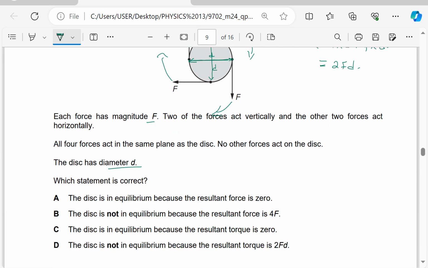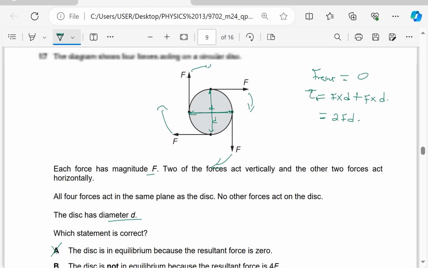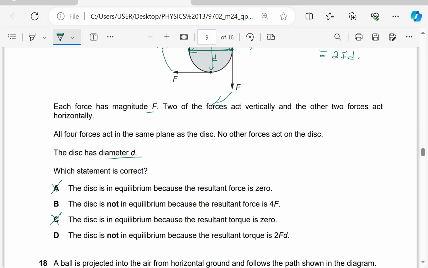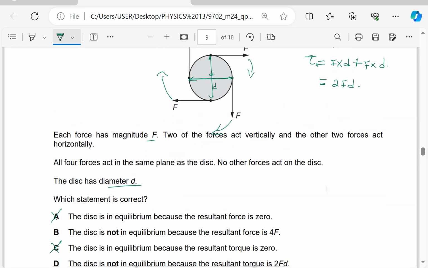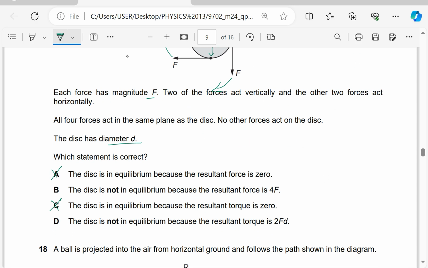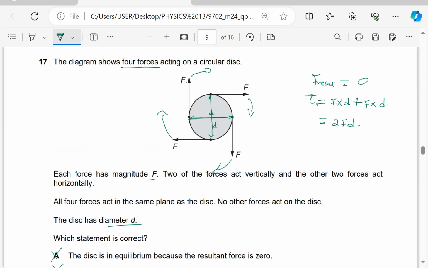It is not in equilibrium. So A and C are going to be wrong because they are saying it is in equilibrium, yet it is not in equilibrium. But then the resultant moment is twice FD. There is no resultant force. So the statement saying resultant force is 4F is not true. The resultant torque is twice FD. So the answer is going to be D. We have seen that the total moment is going to be 2FD.